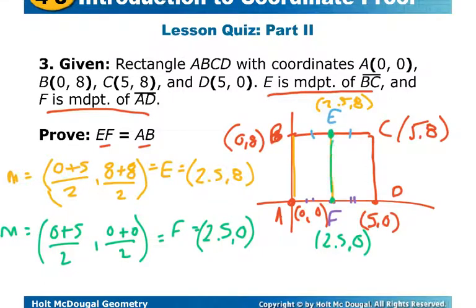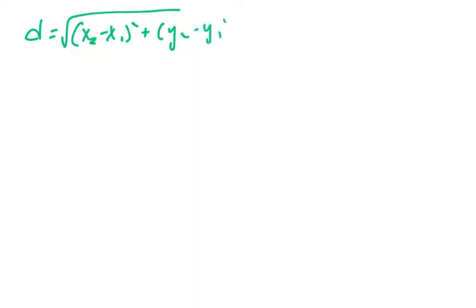Now I need to find the length of this side just as much as I need to find the length of this side. So the distance formula is the square root of x2 minus x1 squared plus y2 minus y1 squared.